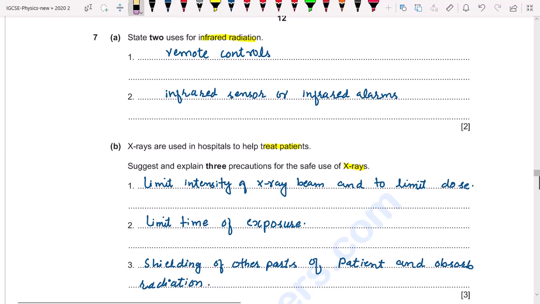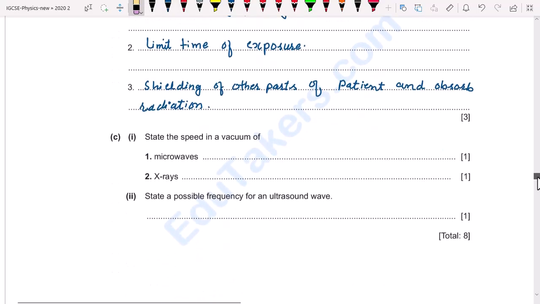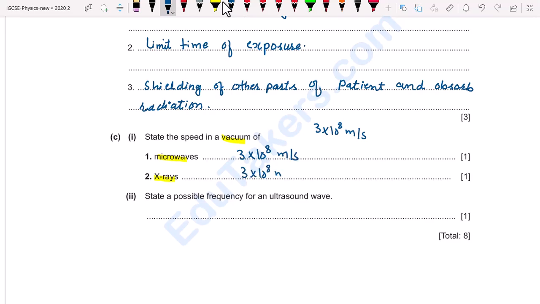Next part C. State the speed in a vacuum of 1 microwaves and second one X-rays. In a vacuum, all of the waves move with the speed of light, and the speed of light is 3 × 10^8 meters per second. So microwaves and X-rays move in a vacuum with the same speed. So I write here 3 × 10^8 meters per second. Also for X-rays, the value remains the same, and it's the value of the speed of light.